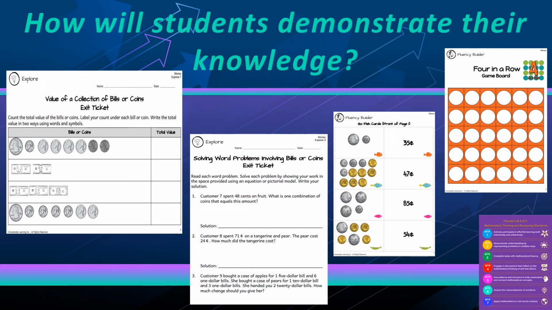Throughout this unit of study, we should see multiple opportunities for students to demonstrate their knowledge and understanding. This could include student journals, exit tickets during the Explore, as well as Show What You Know tasks. Students can also use fluency builders and games to practice. These could provide teachers with an informal assessment. These activities can demonstrate MTRs 4, 5, and 6 as well.